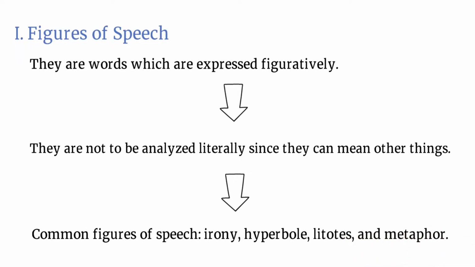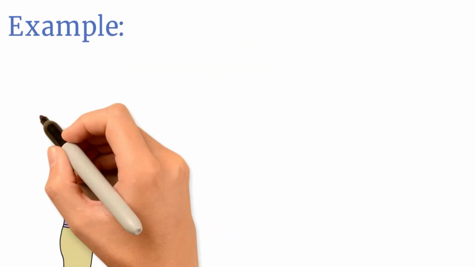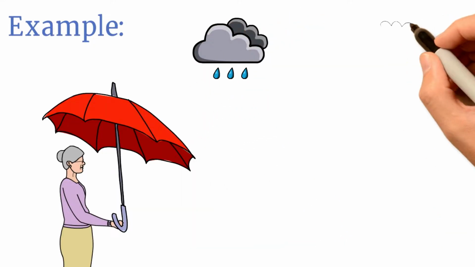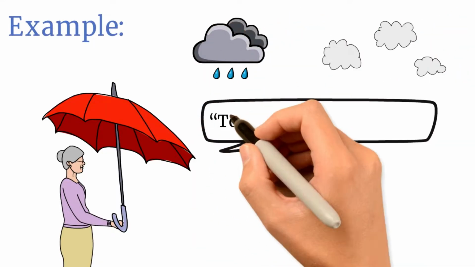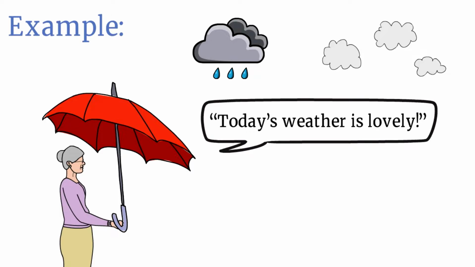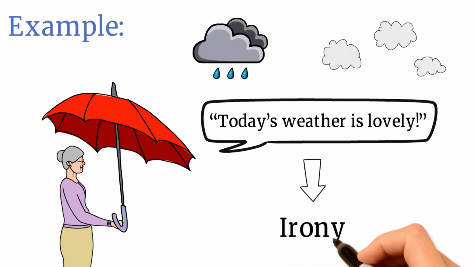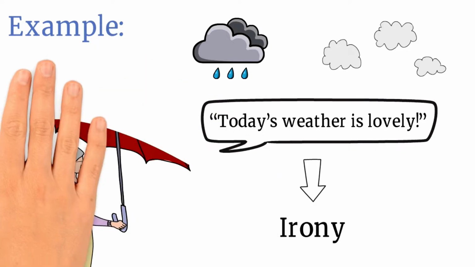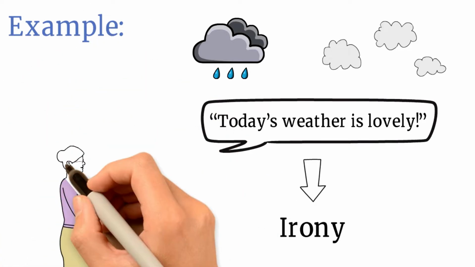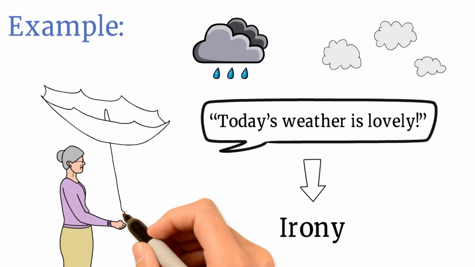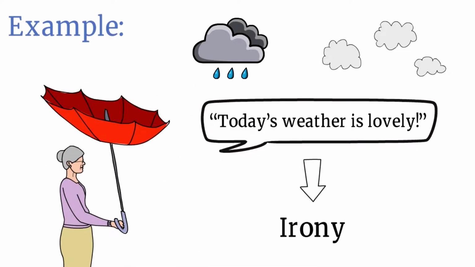To make it clearer, let's move on to the example. While it is actually raining, Maria says, "Today's weather is lovely." This makes it an irony, and the utterance actually means the opposite of the situation. The implicature is that the weather is not great, as the speaker's utterance expresses annoyance.